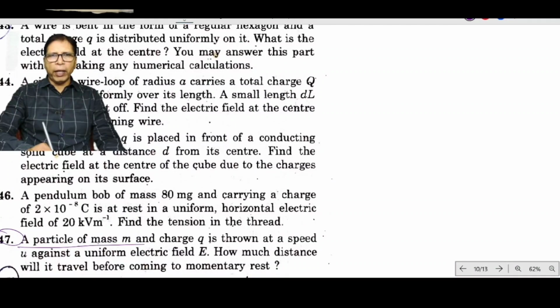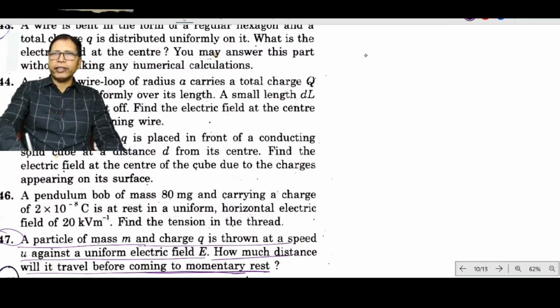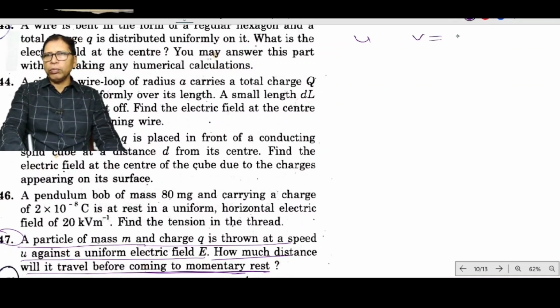A particle of mass m and charge q is thrown at a speed of u against a uniform electric field E. How much distance will it travel before coming to momentarily rest? Look at this here. Initial velocity equals u, final velocity v equals 0, and retardation a equals qE by mass. Okay, no problem.